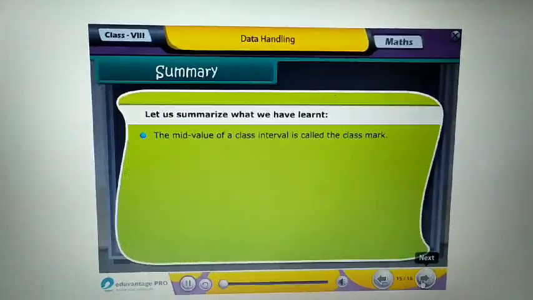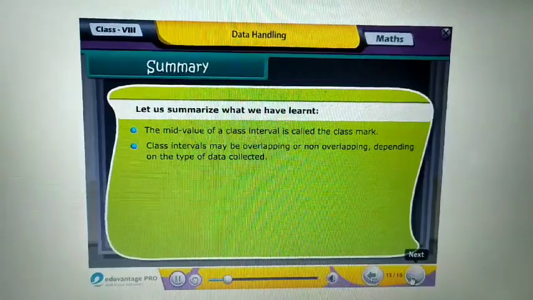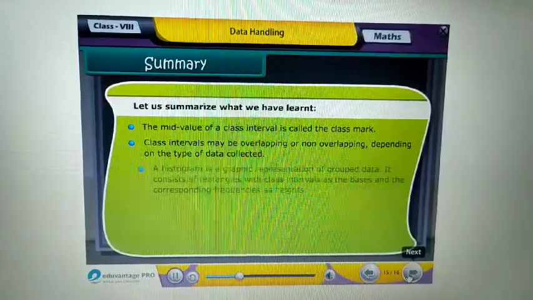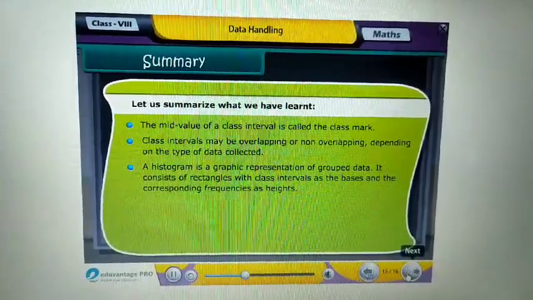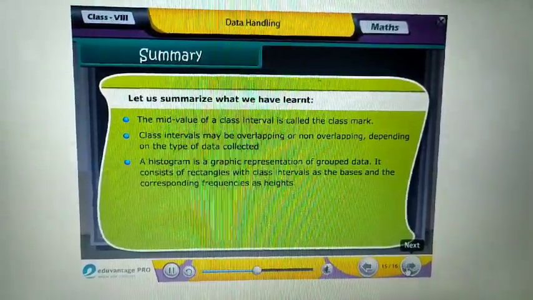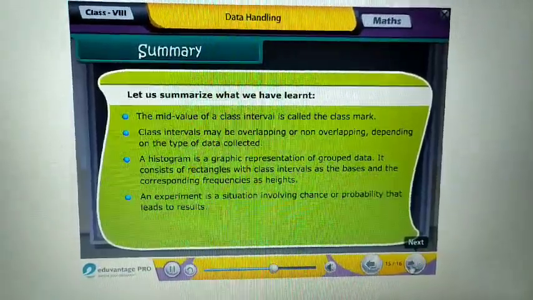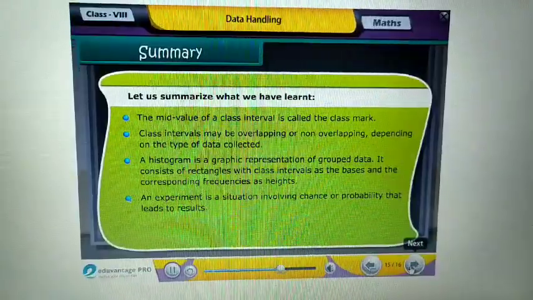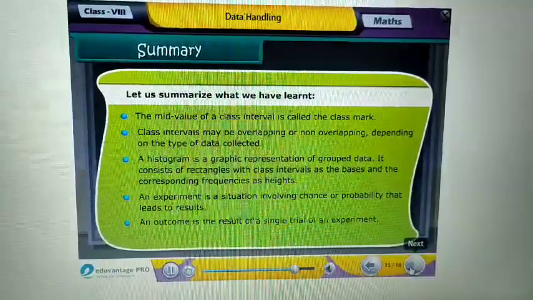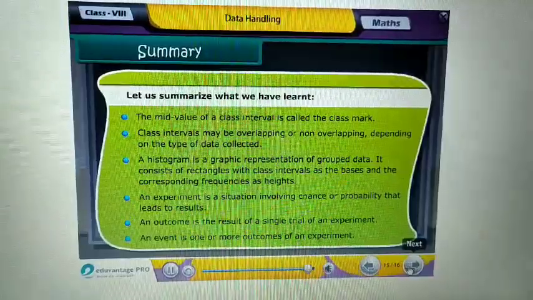The mid-value of a class interval is called the class mark. Class intervals may be overlapping or non-overlapping depending on the type of data collected. A histogram is a graphic representation of grouped data. It consists of rectangles with class intervals as the basis and the corresponding frequencies as heights. An experiment is a situation involving chance or probability that leads to results. An outcome is the result of a single trial of an experiment. An event is one or more outcomes of an experiment.